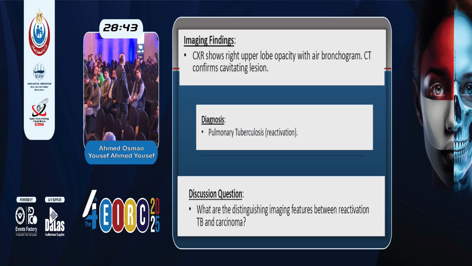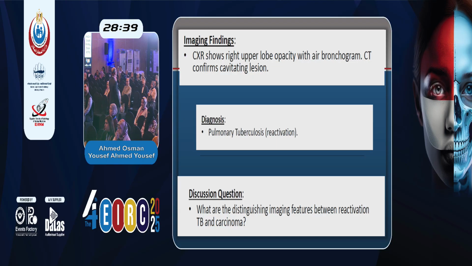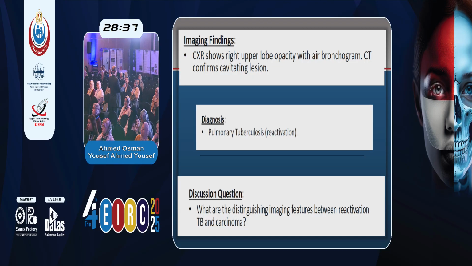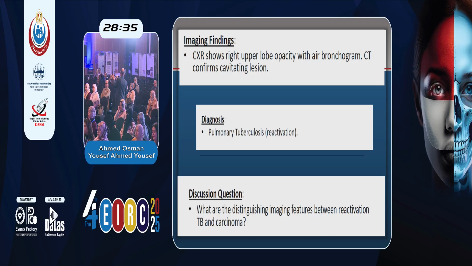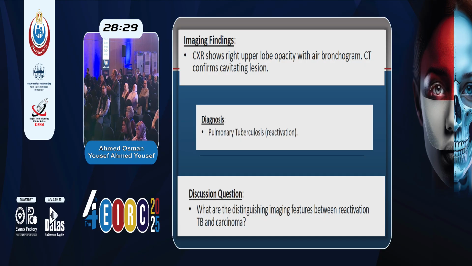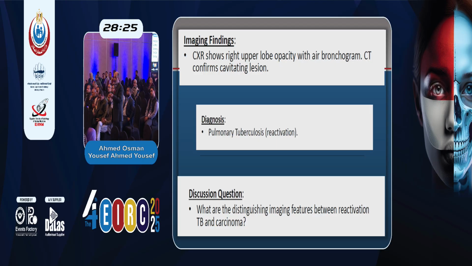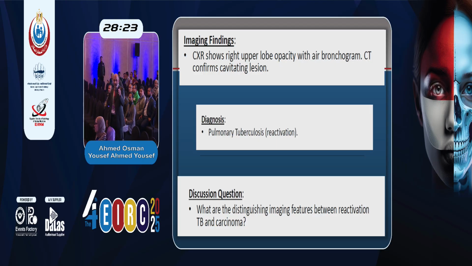Again, upper lobe consolidation with calcified lymph nodes, cavities, and volume loss, all of this goes with reactivation TB. If you see a mass with non-calcified lymph nodes, spread to the pleura or chest wall, and distant metastasis, all of this goes with carcinoma.